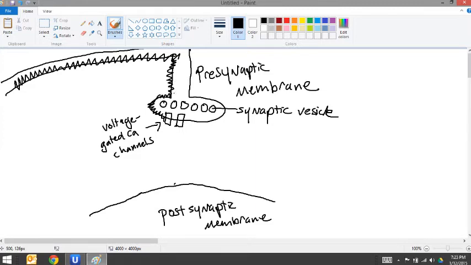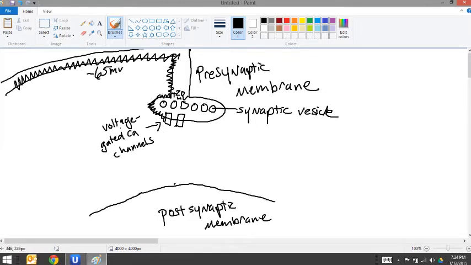So let's just say that it's depolarizing the cell to positive 20 millivolts, just for the sake of argument. Usually the cell is at negative 65 millivolts, but wherever this action potential is propagating, it goes up to positive 20 millivolts. So, when the action potential reaches the voltage-gated calcium channels, they'll respond to the voltage, the inside of the cell being so positive, by opening up.